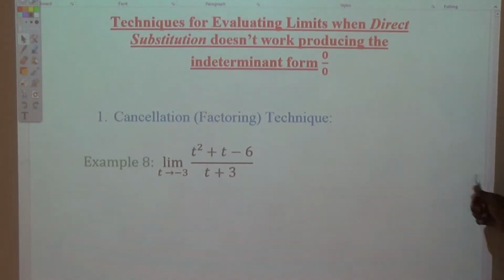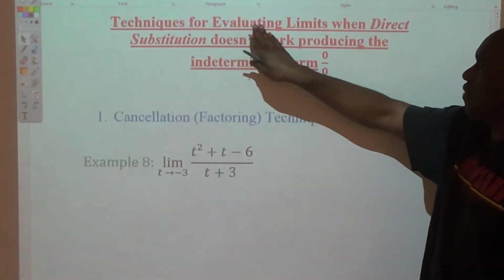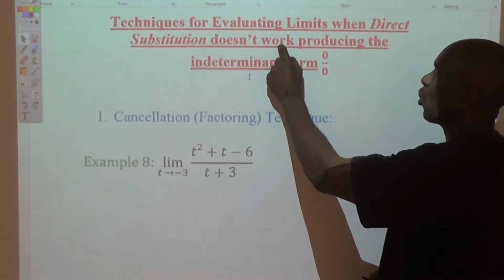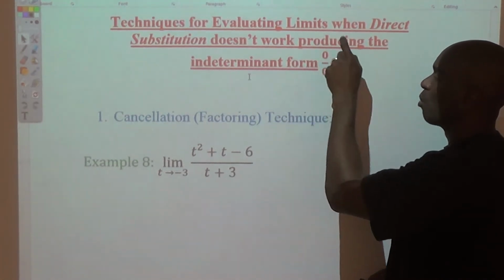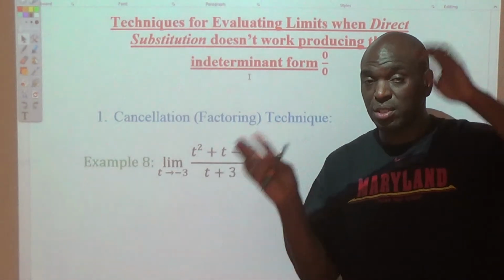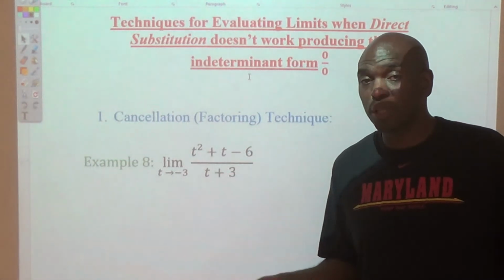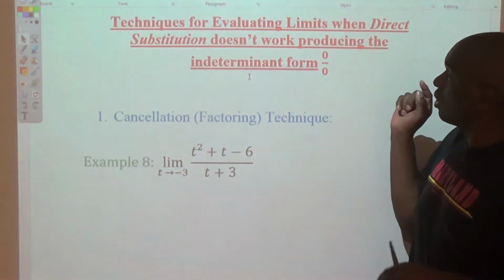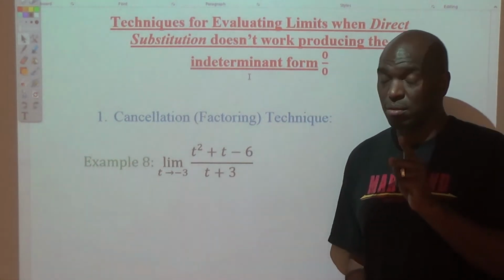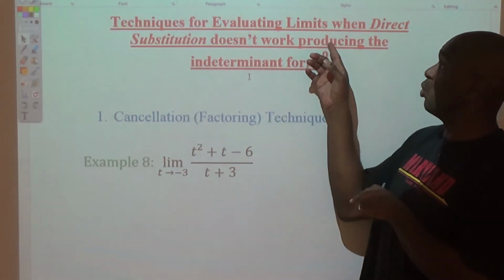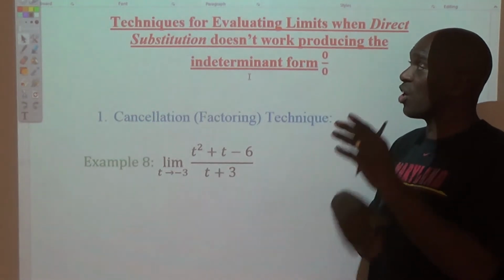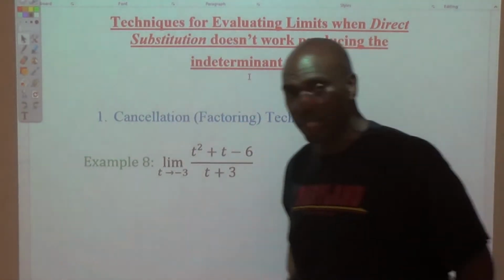All right, now we want to evaluate or look at techniques for evaluating limits when direct substitution doesn't work, producing the indeterminate form 0 over 0. Everything we've done so far, other than the piecewise functions and diving boards, all the other limits, we just plug the number in, we directly substitute. See? Direct substitution, that's what we've done so far. Now we're going to look at functions in which we cannot direct substitute without getting an indeterminate form. So there's other techniques that we're going to have to use in order to evaluate. Okay?